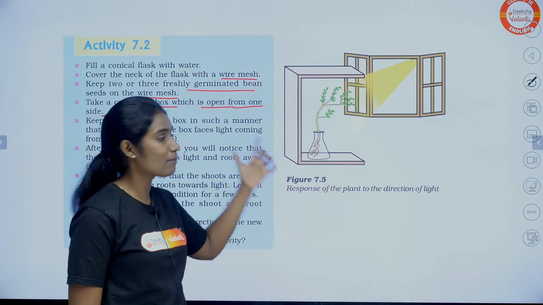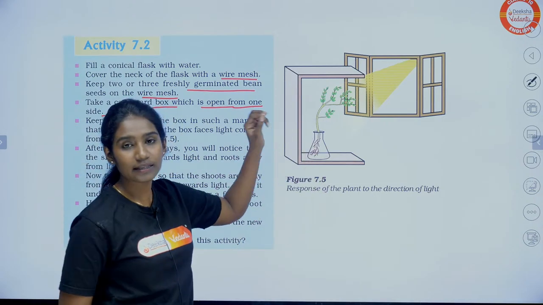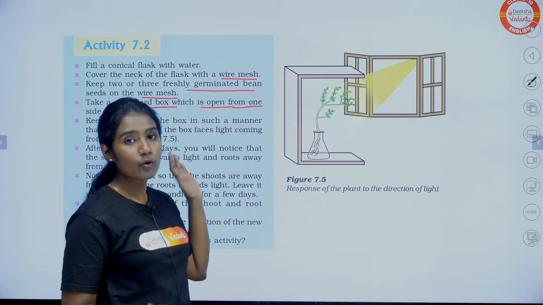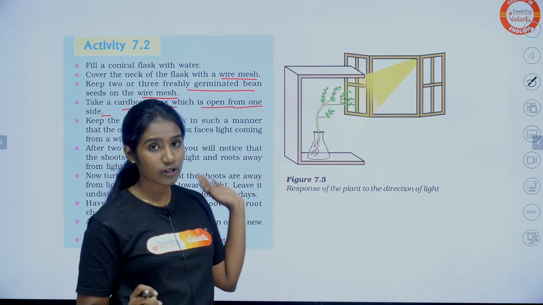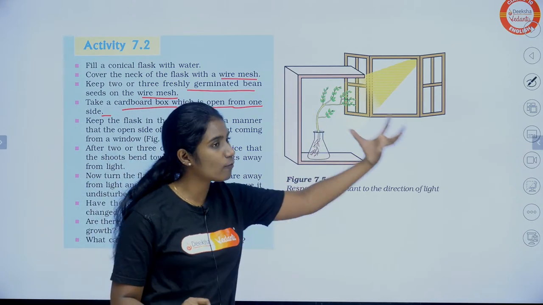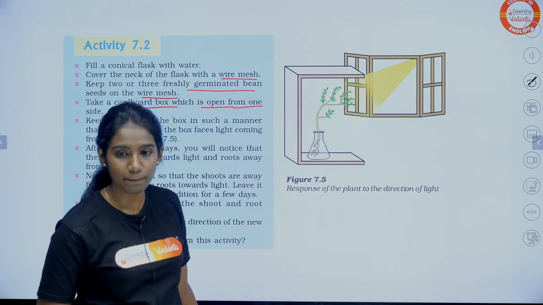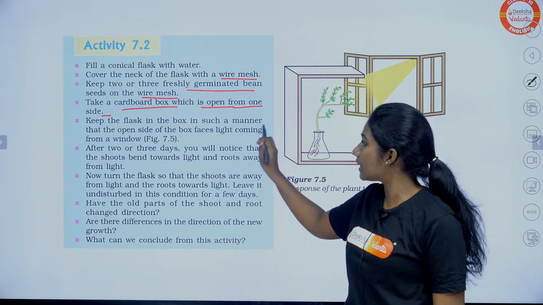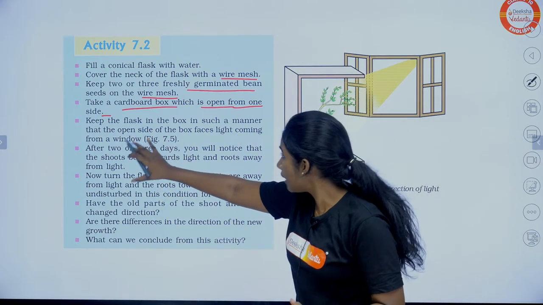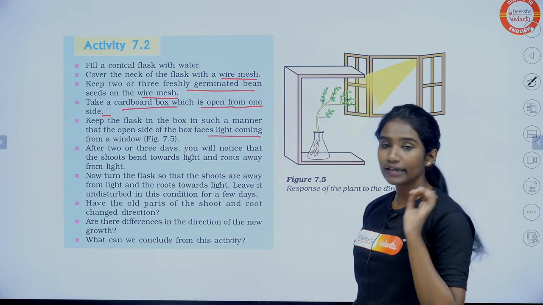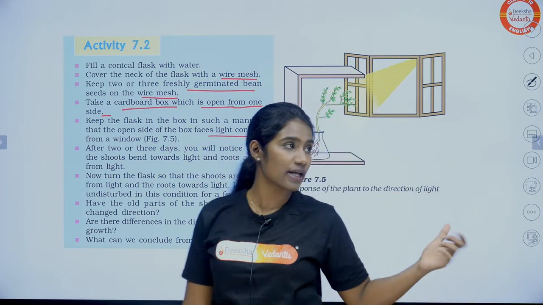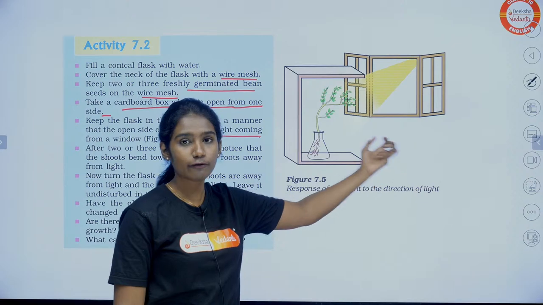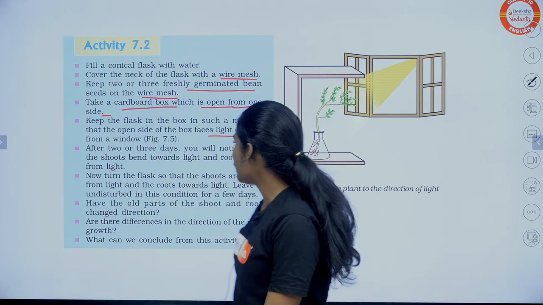We have created this setup, and then we are covering this conical flask which is carrying that germinated seed with a cardboard which is opened only on one side. So that from one side only the sunlight should reach the plant. Okay, clear? And then keep the flask in the box in such a manner that the open side of the box faces light coming from the window. We should place it in such a way that through the open side the light will fall onto the shoot. Okay, fine.